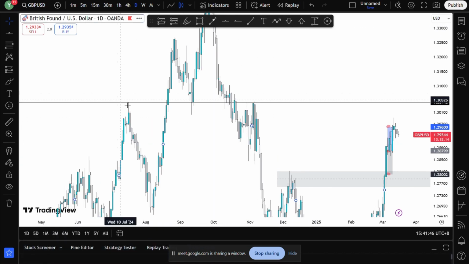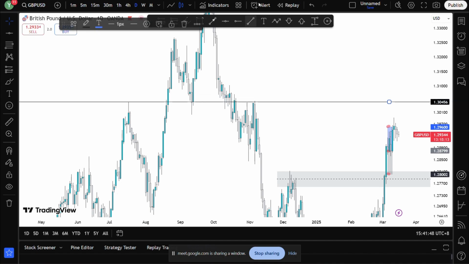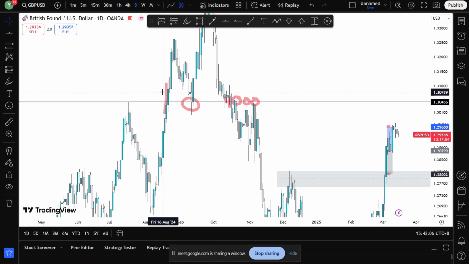The first time is over here, and then the price broke past. Second time, then the third time over here, then the fourth time it broke past, fifth time, sixth time, and seventh time. So this is a significant zone over here. Alright, so I will pay attention to this zone.